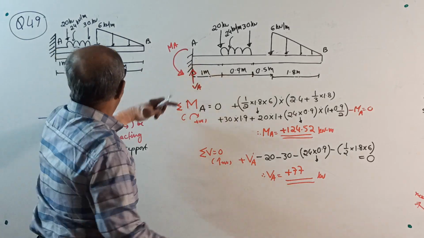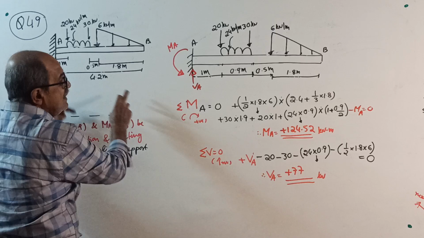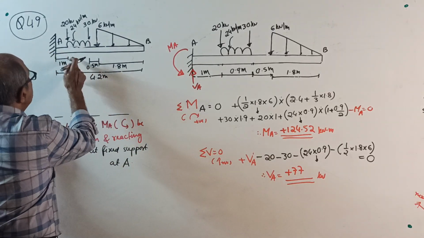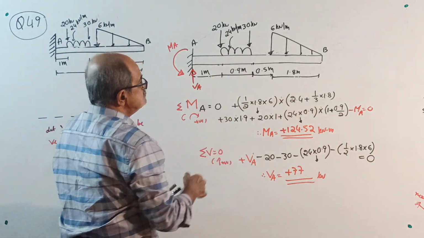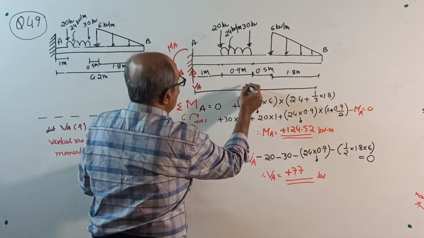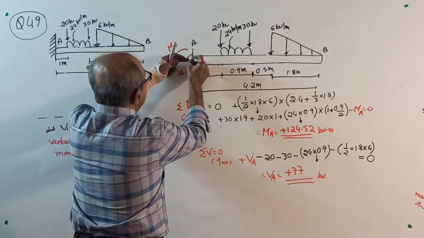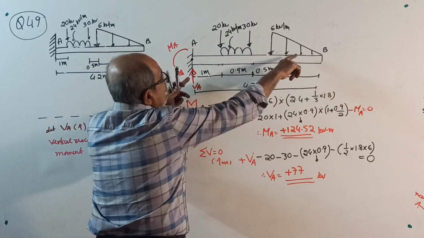So take moment about A. 1 plus 0.5 plus 1.8, all these three, subtract from 4.2, what do you get? You get this UD loaded length. This 0.9, you can calculate that one. Total length I forgot to mention. Total length is 4.2 meter. Okay, now very simple. Take moment about A. Finger here.